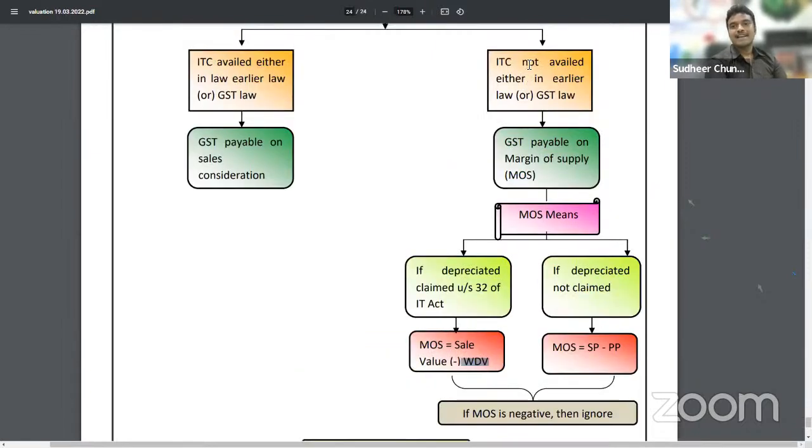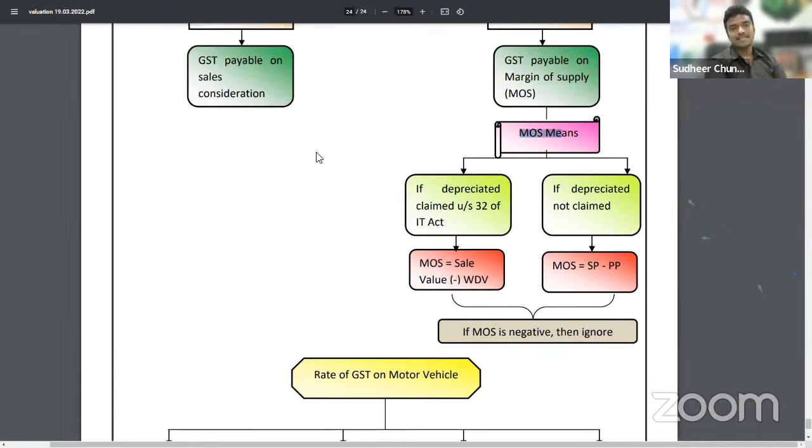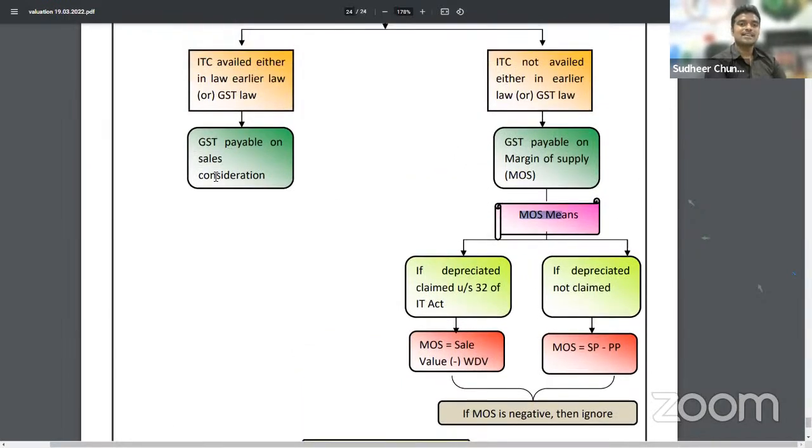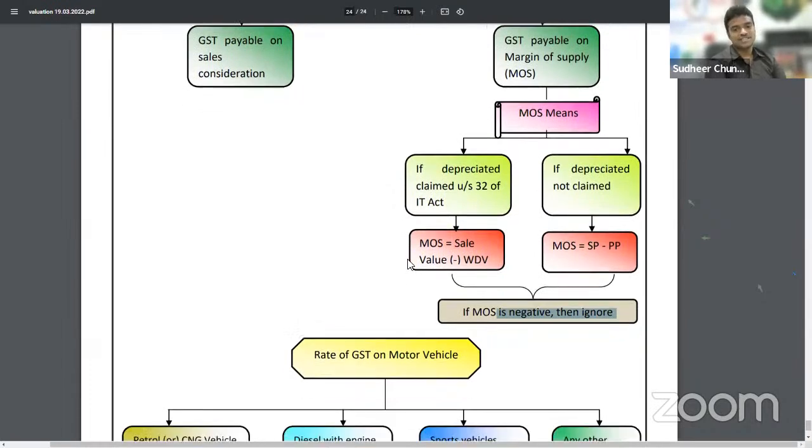If you are not availing ITC initially, then on margin of supply you have to pay GST. If I am availing ITC, then on the entire sale value you are liable to pay GST. That is the difference. If I am selling for a loss, then ignore, no GST at all.